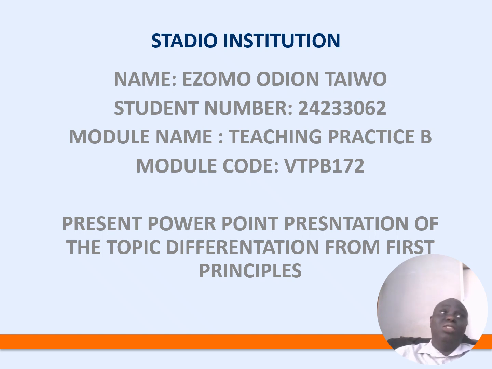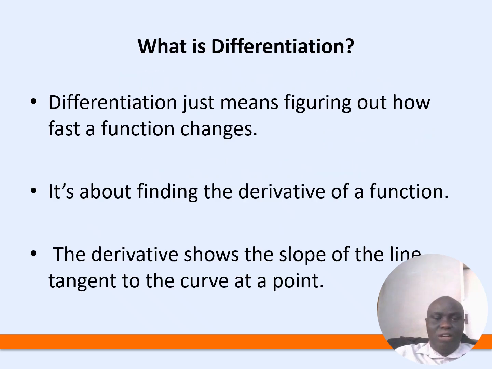There are actually a lot of differentiation. There's differentiation by chain rule, by product rule, by quotient rule, and there's differentiation by first principle. But the one I want to talk about here is differentiation from first principle. The first slide is talking about what is differentiation.